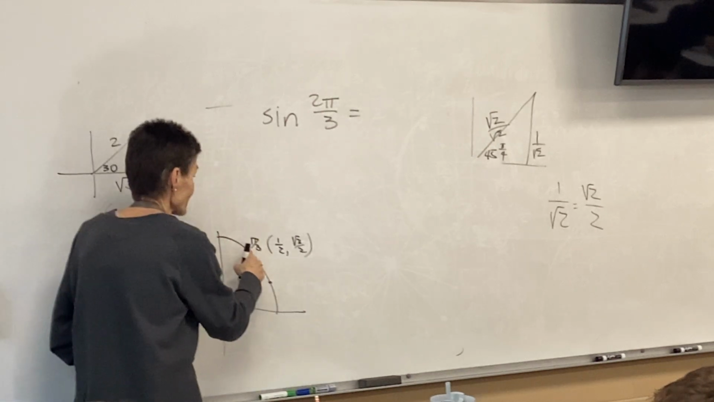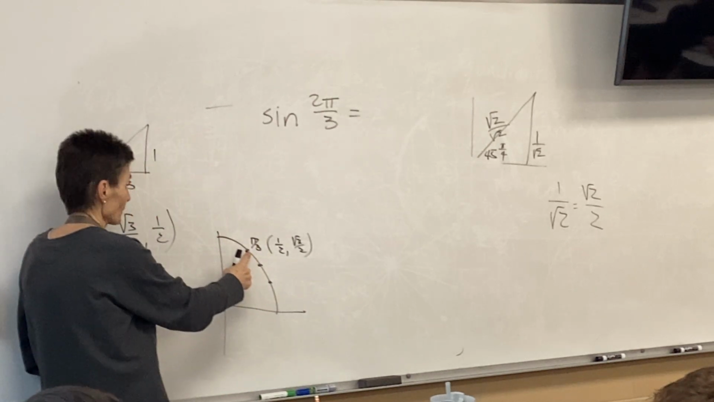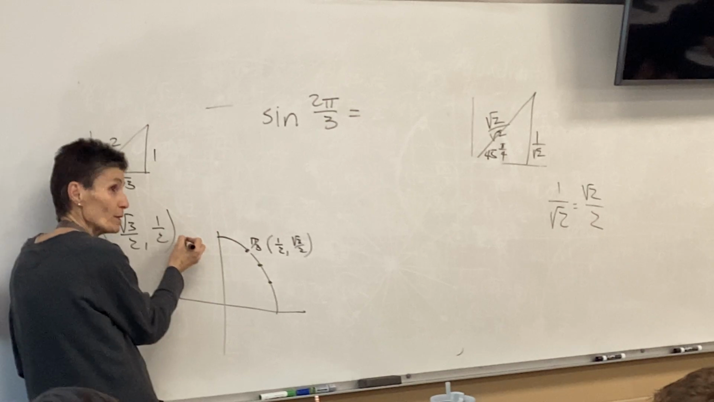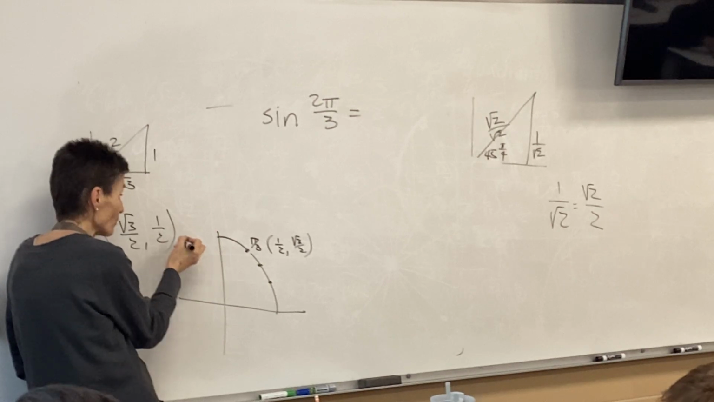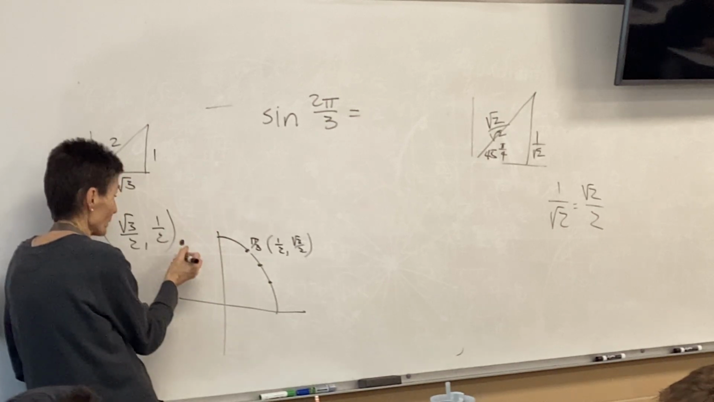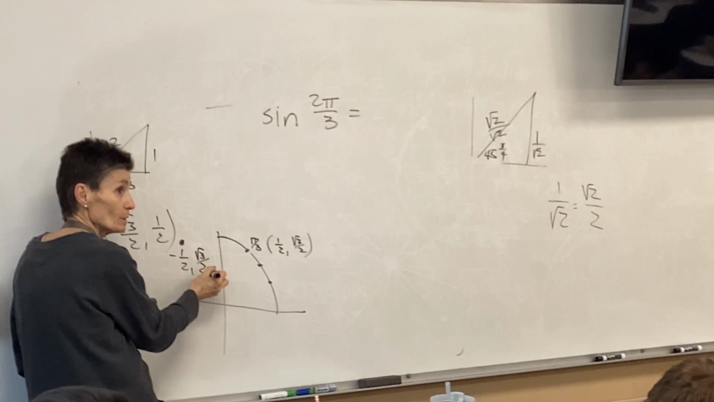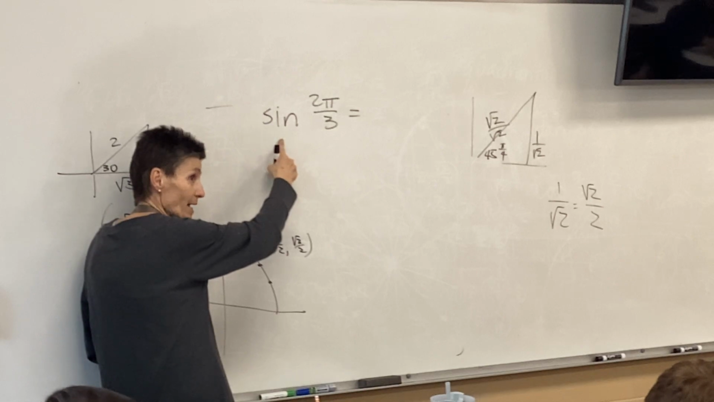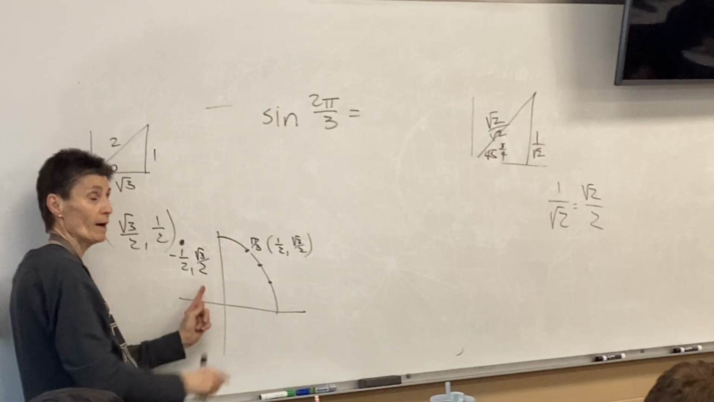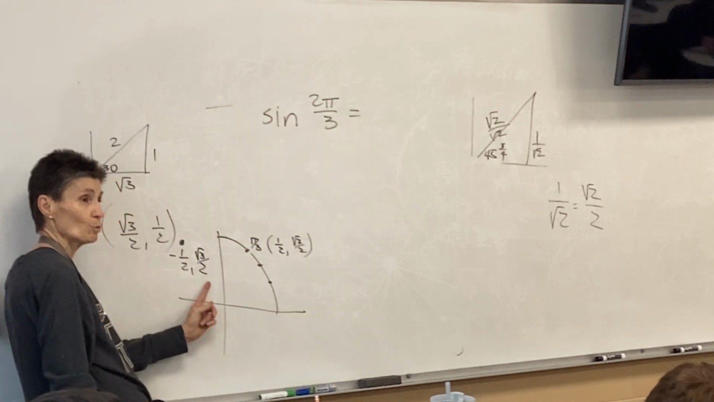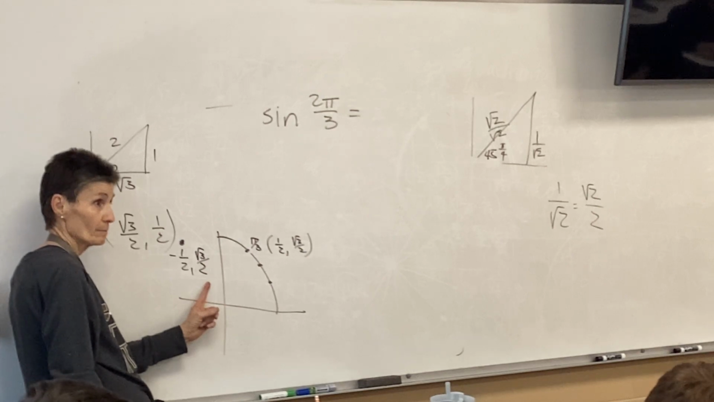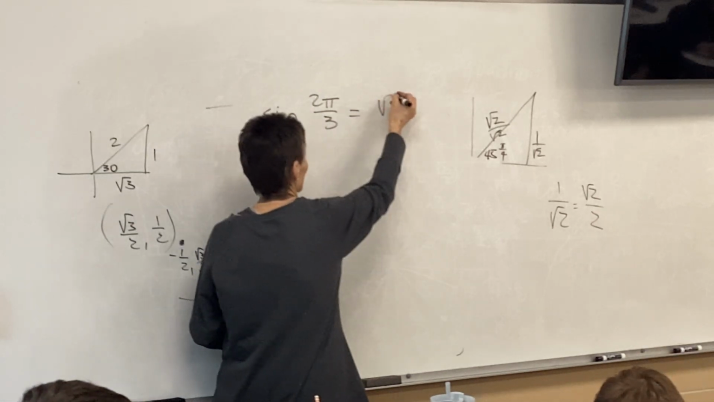But if that's pi over 3, 2 pi over 3 is over here. So what are those coordinates going to be? Negative 1/2, positive root 3 over 2. We want the sine. The sine is which one? This is a unit circle. The sine is which one? Y. So the answer is root 3 over 2.